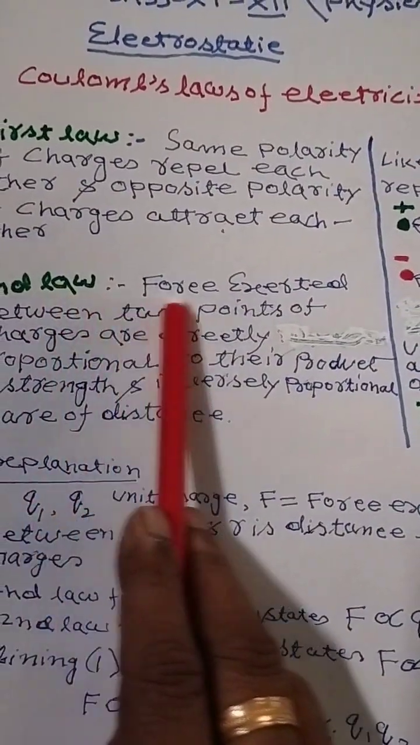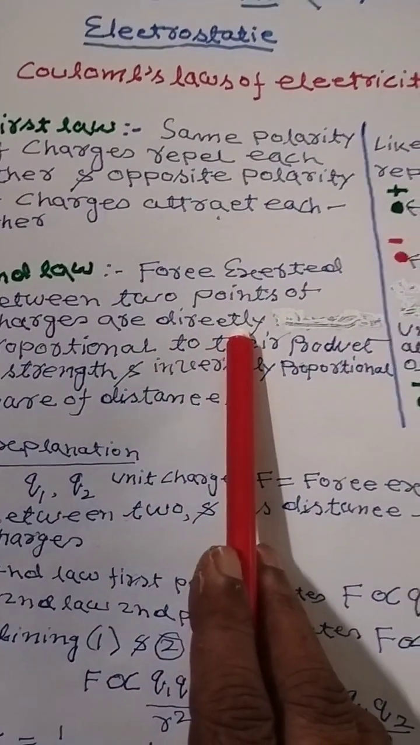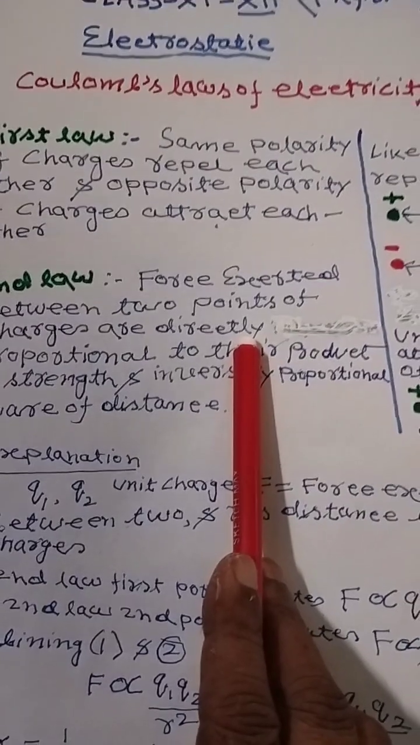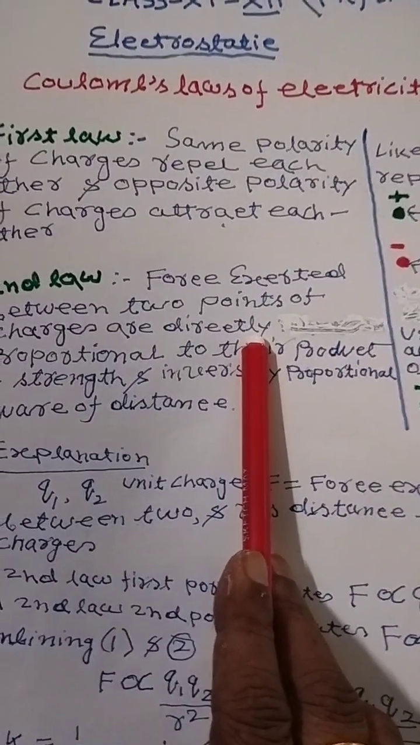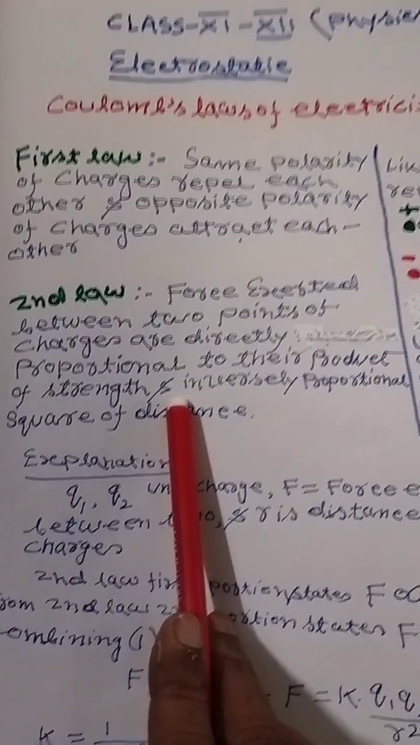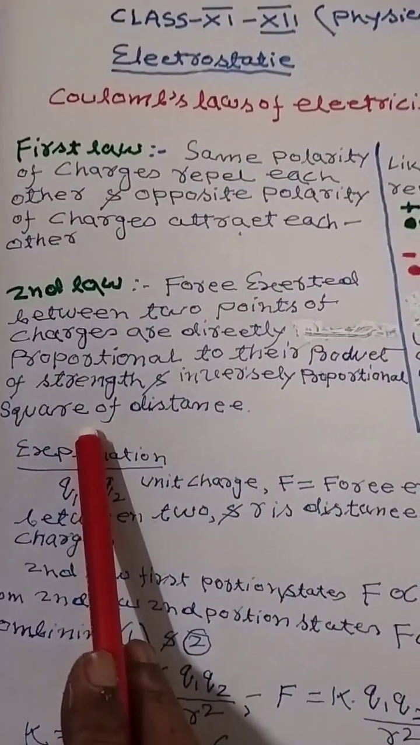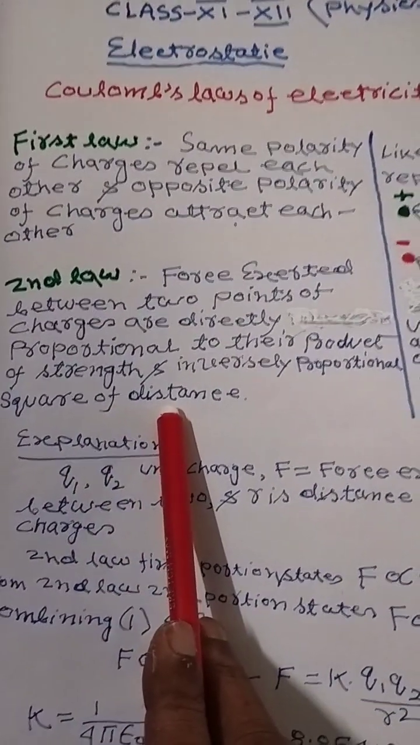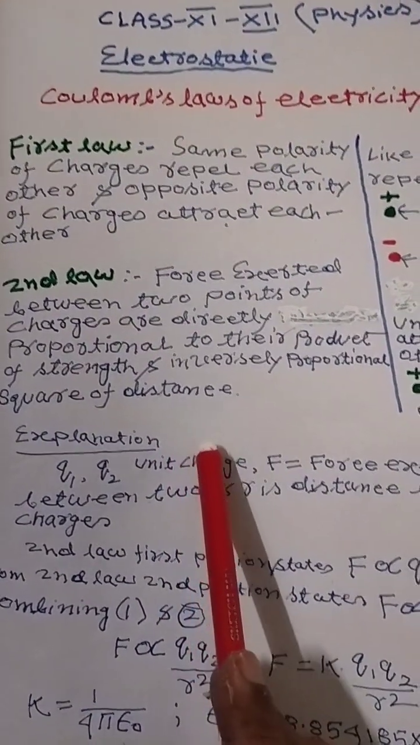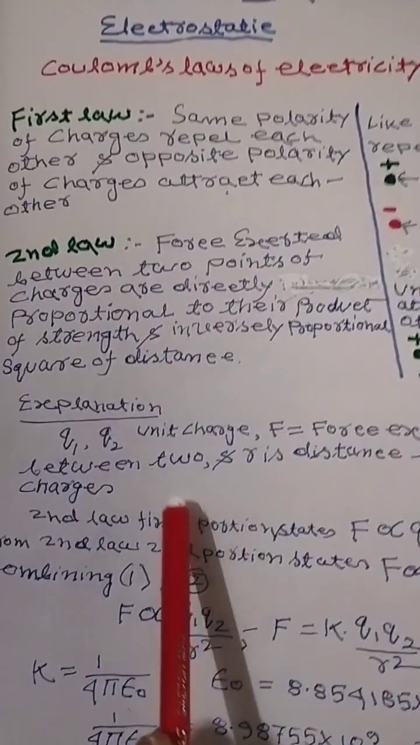Second law of Coulomb's: the force exerted between two point charges, it may be plus plus, it may be minus minus, it may be plus minus, minus plus, is proportional to the product of the strength of the charges, and inversely proportional to the square of the distance.